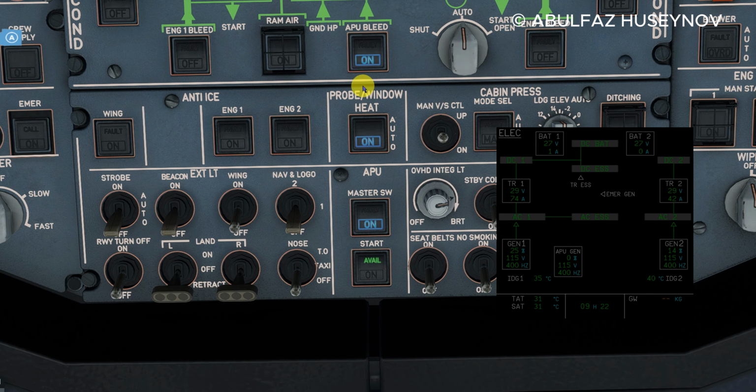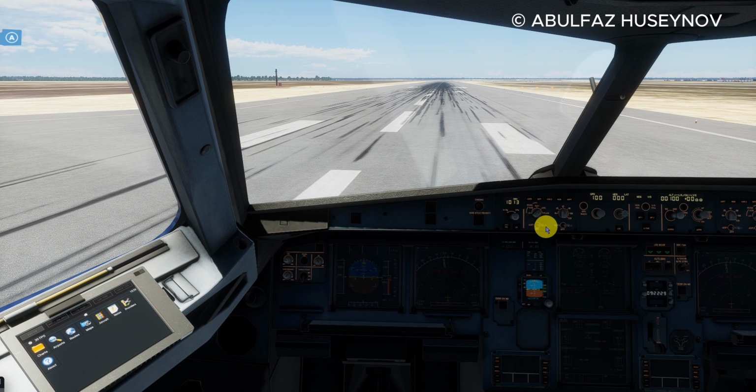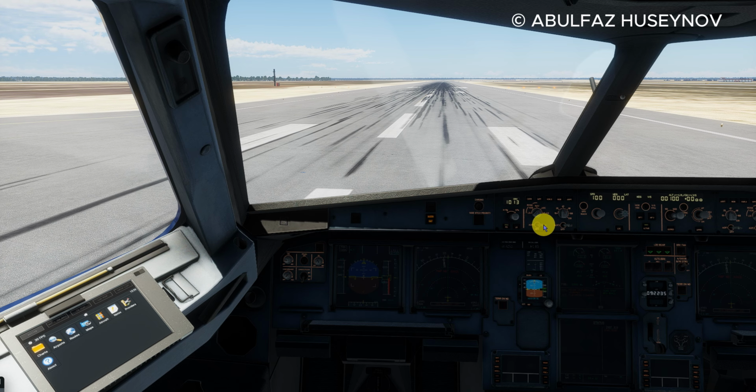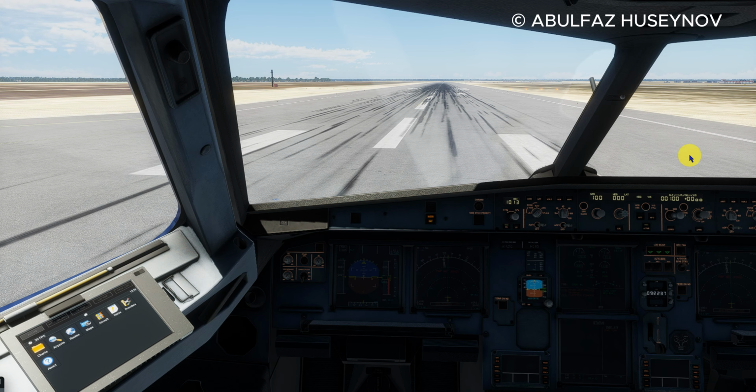With both engines running, we'll turn off the auxiliary power unit bleed and shut down the auxiliary power unit. The IDGs on both engines are now solely supplying the aircraft's electrical power. Departing from runway 34 at Baku Airport.